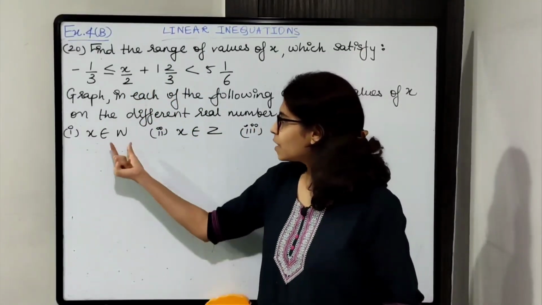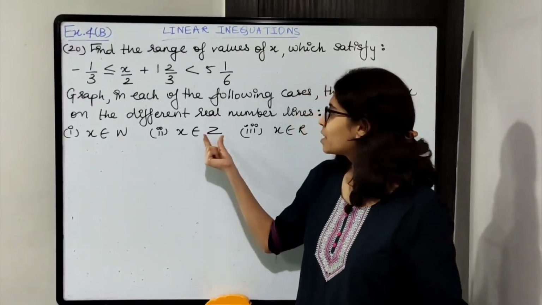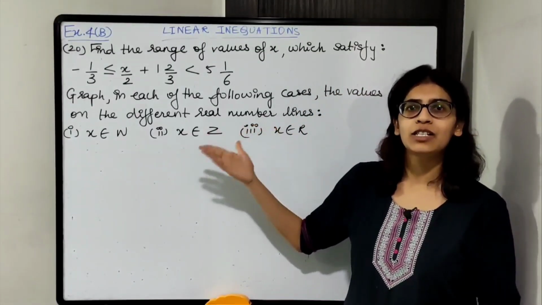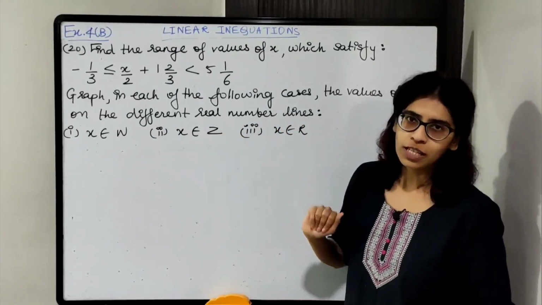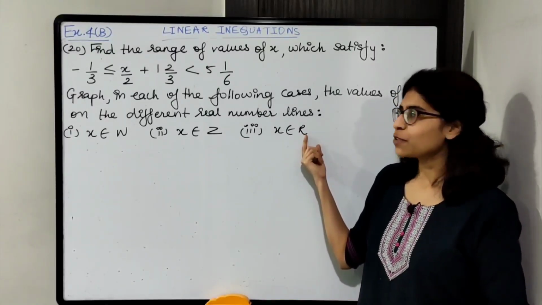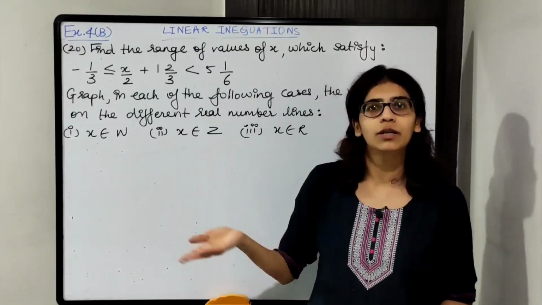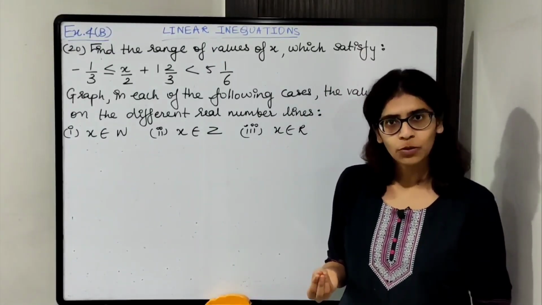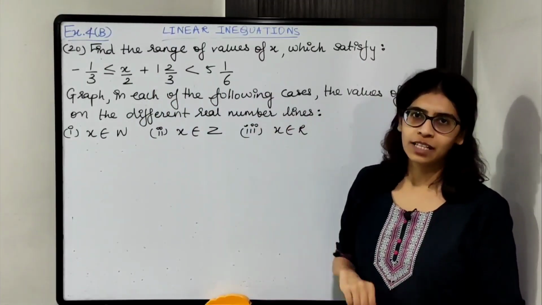First one is when x belongs to the set of whole numbers, W is whole numbers. Second part is Z, Z is integers. In the second case it belongs to the set of integers and third it belongs to the set of real numbers. So there are 3 different cases. In the 3 different cases we need to find out what the plotting on the number line will be. So first we need to solve this, then we'll consider the 3 different cases.